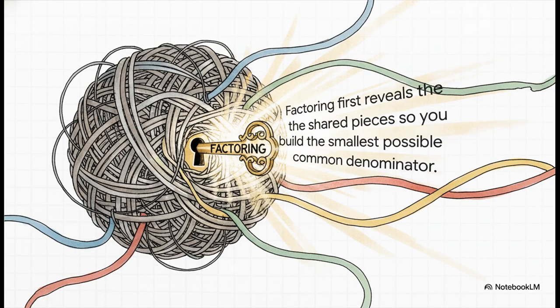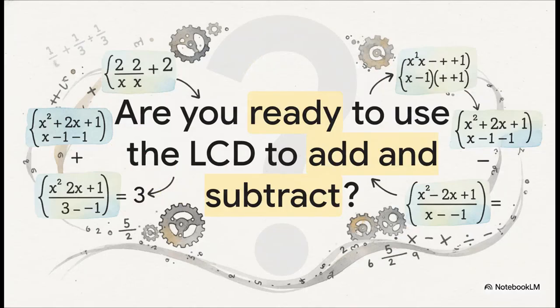So if you only remember one thing from all of this, let it be this. Factoring is not an optional step. It is the key. It's what unlocks the whole problem. It lets you see the hidden connections so you can build the smallest, leanest, most efficient common denominator possible. So there you have it. The secret isn't that you need to learn some new, complicated math. It's that you just need a system to apply what you already know. You now have the foundational tool. So the only question left is, what are you going to do with it? Are you ready to start adding and subtracting?